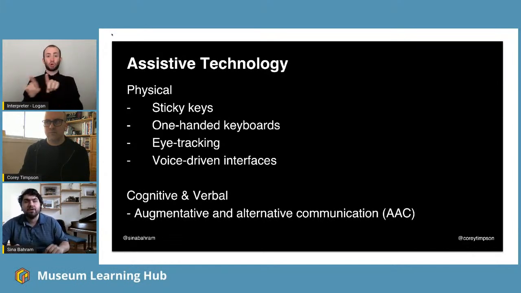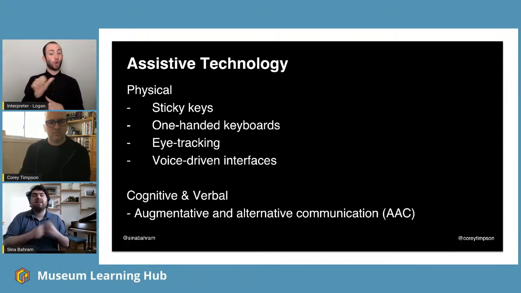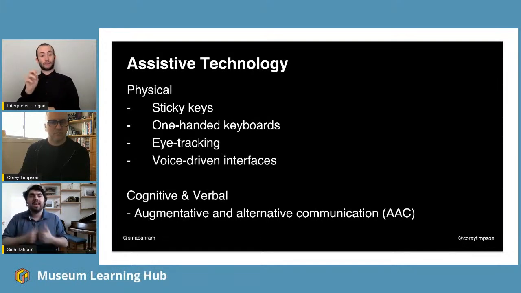There's eye tracking. If you're unable to use physical limbs in order to actuate technology, we can track your eye or your head movements and use that to move a cursor on the screen. You can have voice-driven interfaces. A lot of us are familiar with voice-based assistants like Amazon's devices or Google's or Apple's, and these are great assistive technologies as well. On the cognitive and verbal side, there's something called augmentative and alternative communication, AAC.